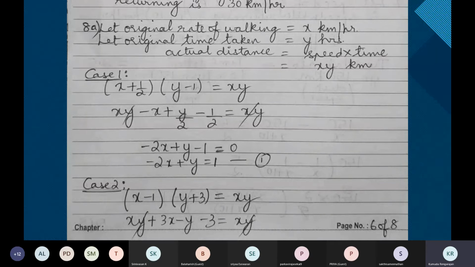The three quantities are speed, distance, and time. We have assumed x and y for speed and time because in the question, the speed and time are altered. With half a kilometer more speed, there is 1 hour less time, so speed and time are altered. We don't assume the distance, because when you know speed and time, why should you assume distance? Distance is speed into time, x into y, xy kilometers.